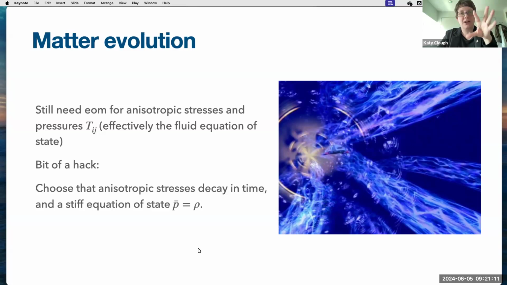So if we prescribe things in this way, then everything we do is consistent with the Einstein equations. We evolve things forward in time consistently. We don't break the constraints or anything like that.